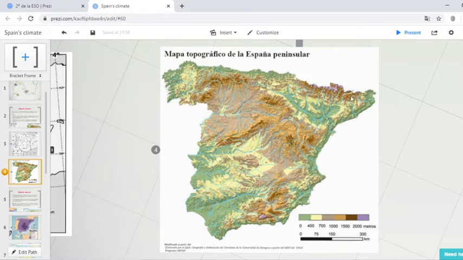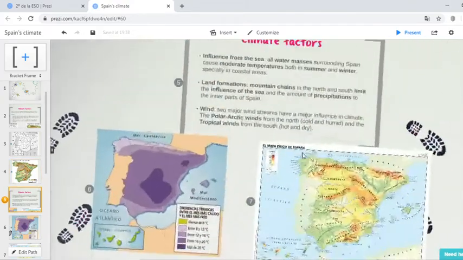Obviously, the major mountain chains like the Pyrenees, the Cantabrian Mountains, the Montes de Leon, the Central System here, the Iberic System, the Betic System, those force Spain to have a pretty high altitude. Along with these pretty high areas, we can also find several depressions like the depression of the Guadalquivir or the depression of the Ebro. Let's hear about other factors.